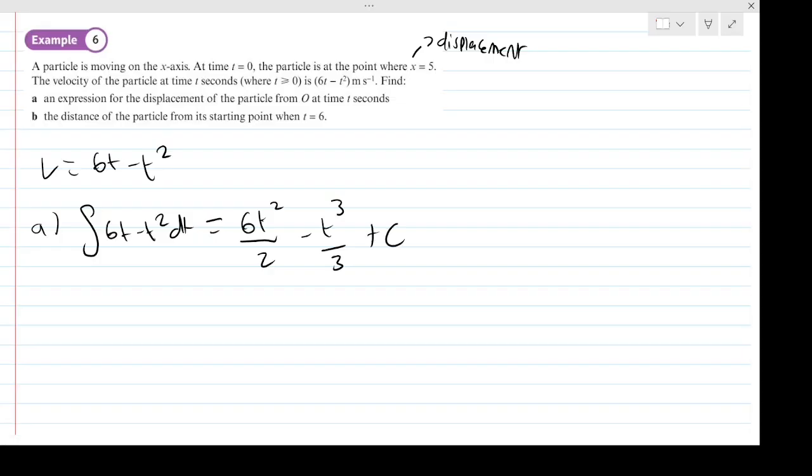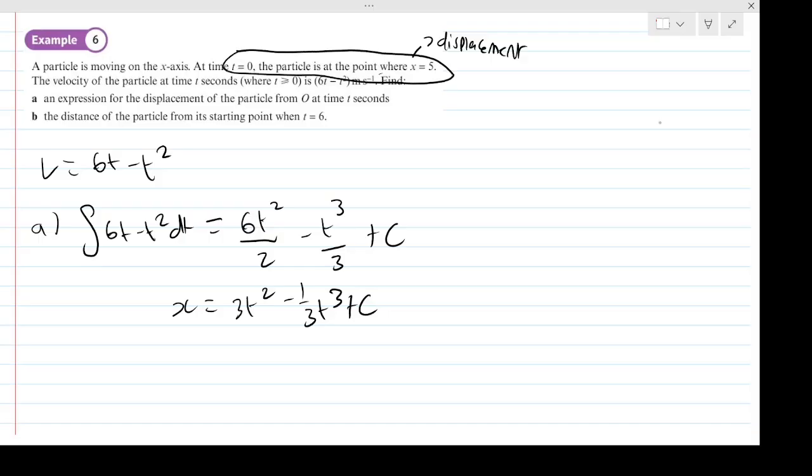If I simplify the fractions down a little bit, 6 over 2 goes to 3, so 3t squared, then minus a third t cubed plus c. So that's my displacement, x, sorry, they used x here. Usually they call it s or x for displacement. But I need to find what my plus c is, and I've got this condition here. I'm told when t is 0, the displacement is 5. So it starts at 5. That means when t is 0, x is 5.